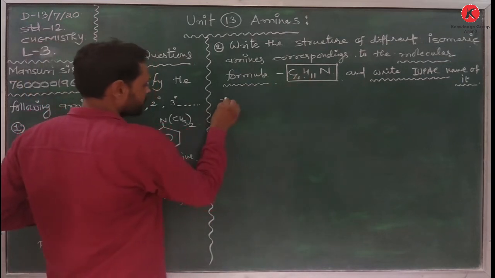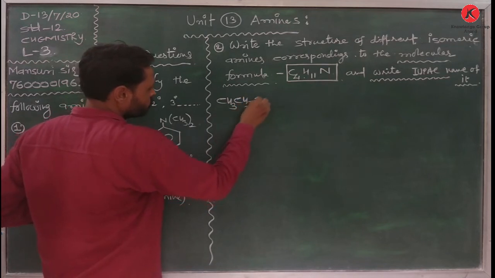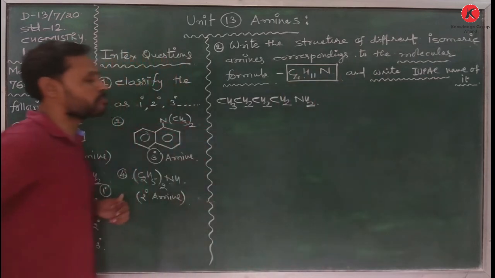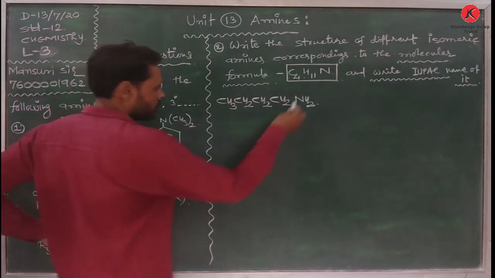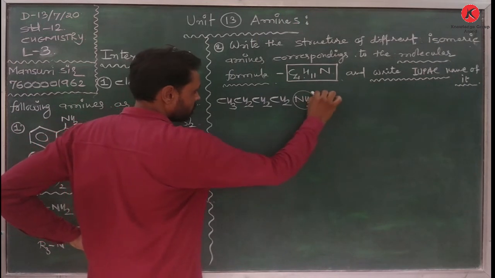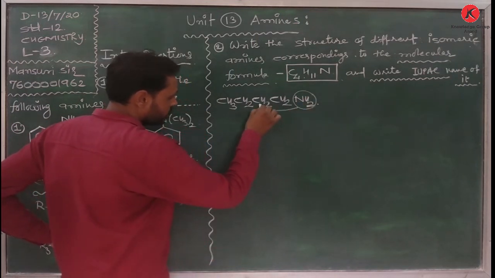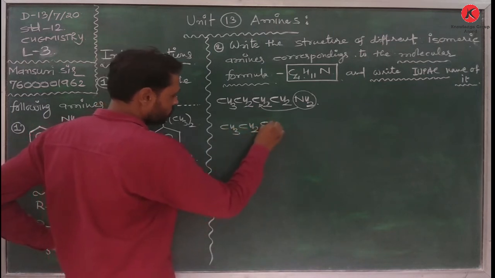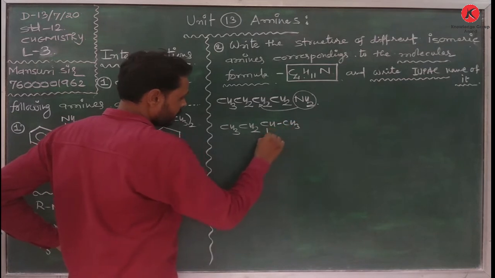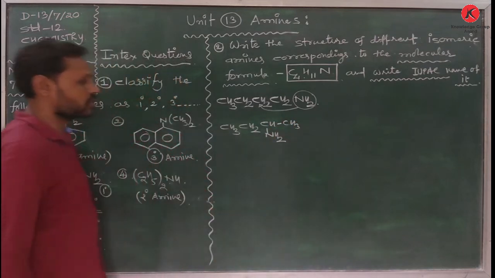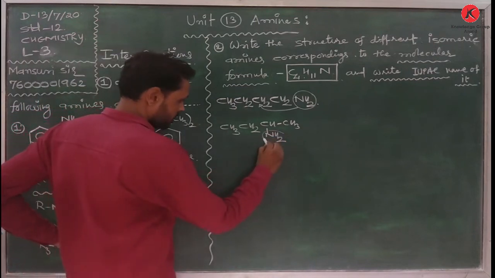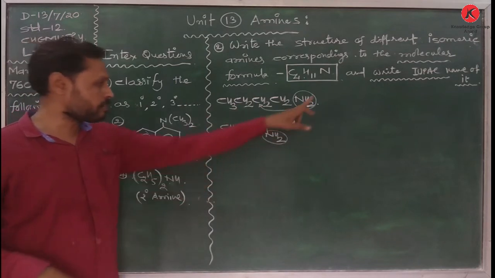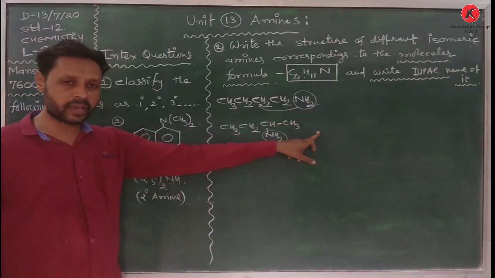First one is CH3CH2CH2CH2NH2. This is my primary amine. Now we can move this NH2 toward the second carbon. That means the second structure is CH3CH2CH(NH2)CH3. Right? Okay. Here NH2 is going towards the second carbon. This is my primary amine. This is also a primary amine.